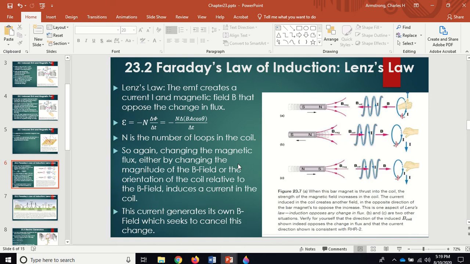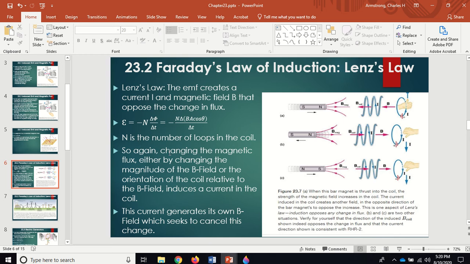Okay, now Faraday's law of induction, Lenz's law. Lenz's law: the EMF creates a current I and magnetic field B that oppose the change in flux, okay? So you change, again, that's what we just talked about. That's not new. You said, wait, isn't that what we just talked about? Yes, it is.